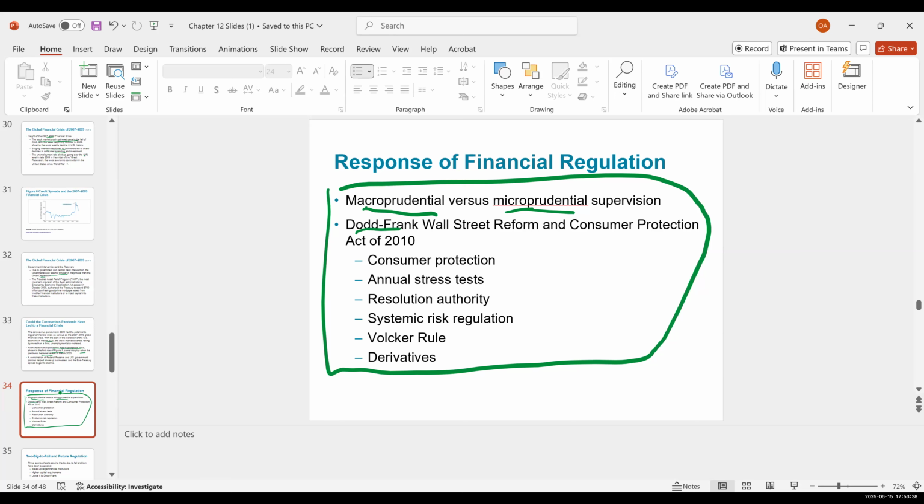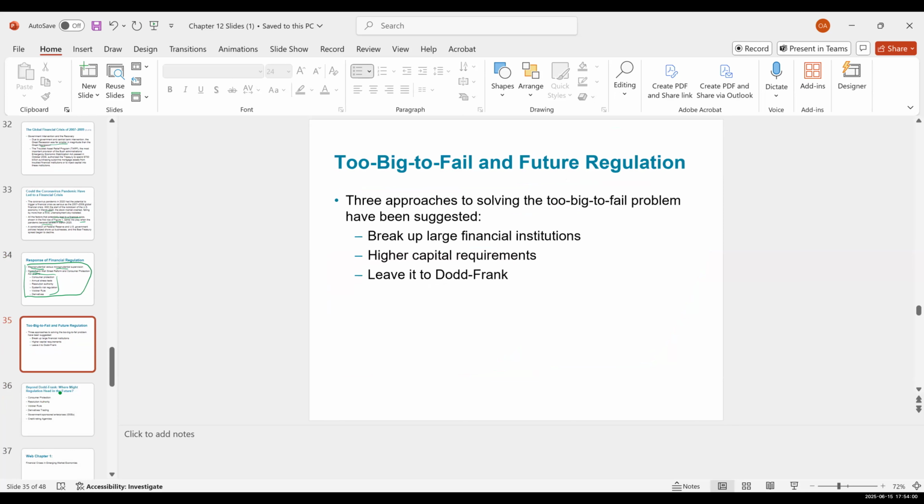And so you want to read a lot about it, I'm not going to test you on that. You go and read about the detail of the consumer protection, the annual stress test, resolution authority, systemic risk regulation, the Volcker rule, the derivatives. I'm not going to test you on those. But it was one of the bills passed in Congress that helped to provide more regulation to ensure that banks don't screw up again.